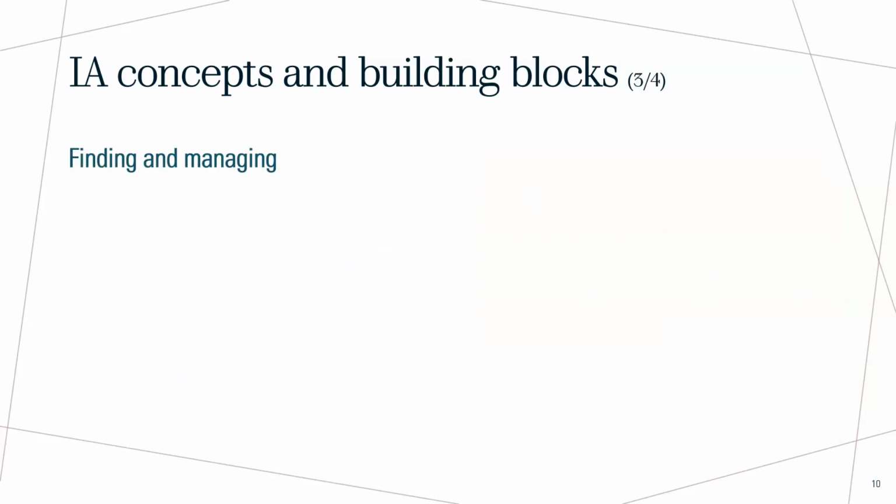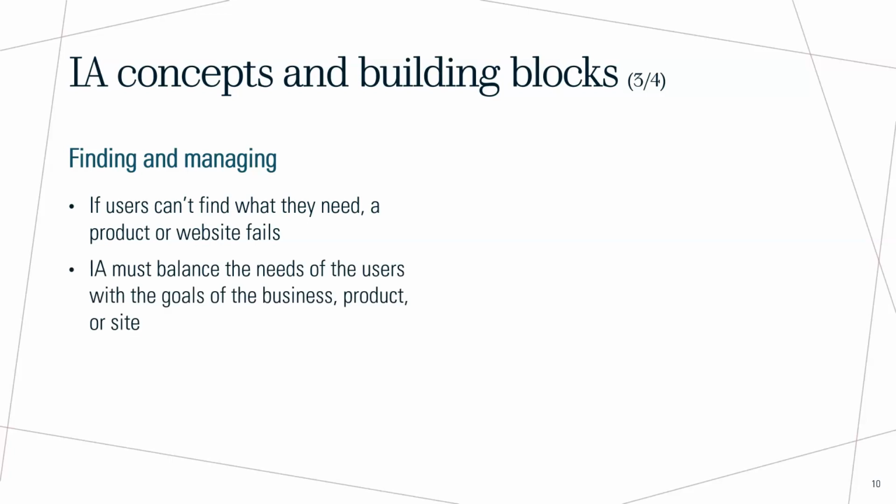Another concept, finding and managing. Why does information architecture even exist? The point is, if a user can't find what they need in that product or website, it's a failure. Information architecture also needs to balance the user's needs. The businesses that are putting things out, your future employers, have goals, right? They need to sell their products. They need to attract customers. They need to get mind share. They need to, fill in the blank, whatever it might be.